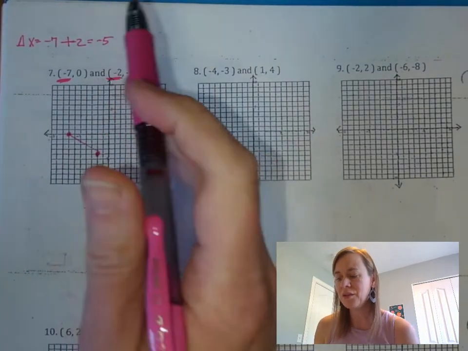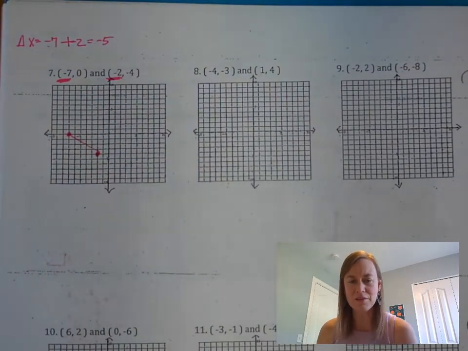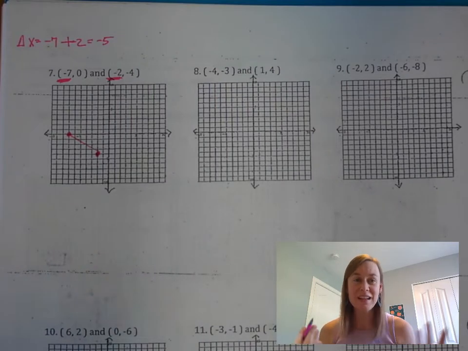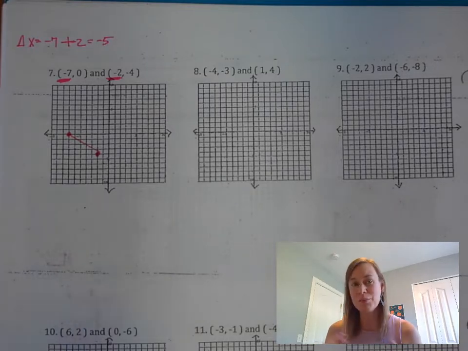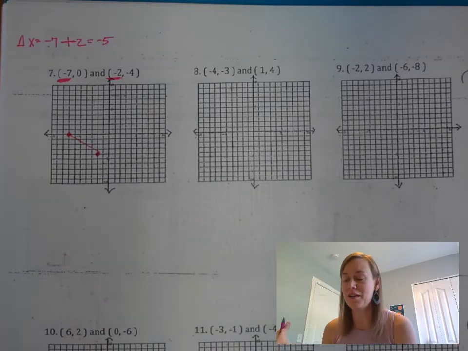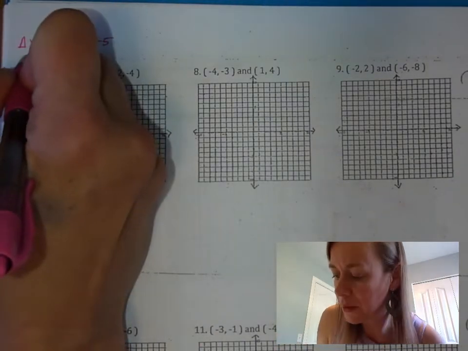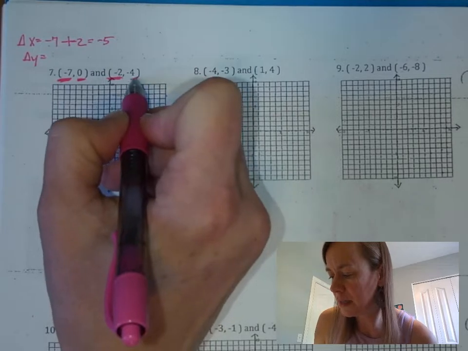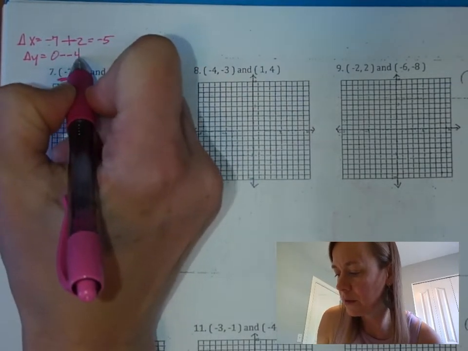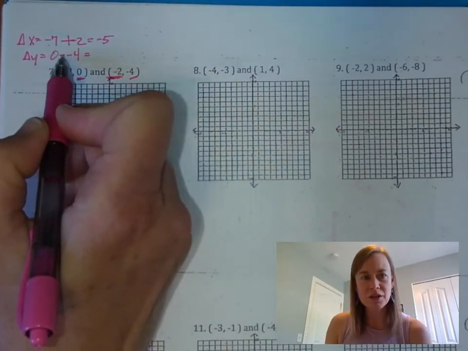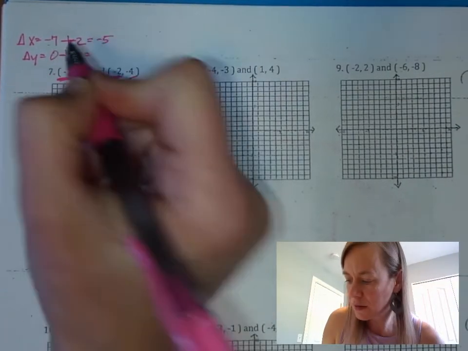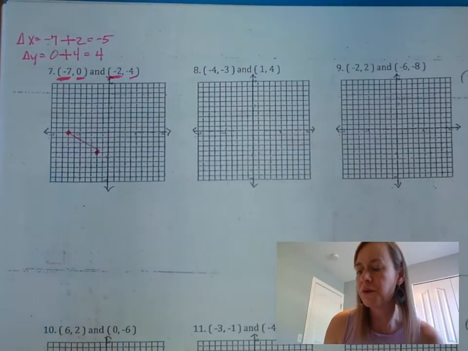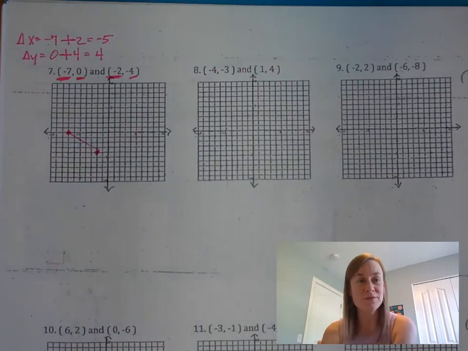Now, if you had subtracted it the other way around, you would have gotten positive 5. Does it matter? It really doesn't matter. Why? Because we're just going to square it anyway. And when you square a negative 5 or square a positive 5, they both turn into 25. So it really doesn't matter. Now let's do the change in y. So we're going to do 0 minus negative 4. And that minus a negative turns into a plus. So you're going to get 4. So the change in y is 4.